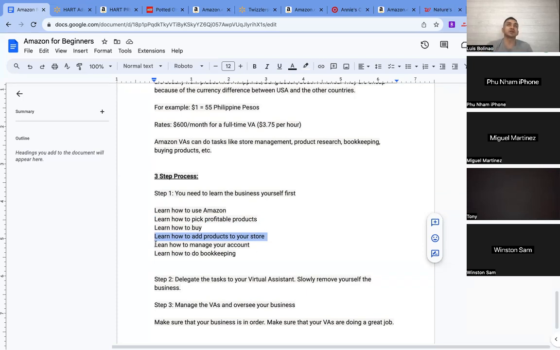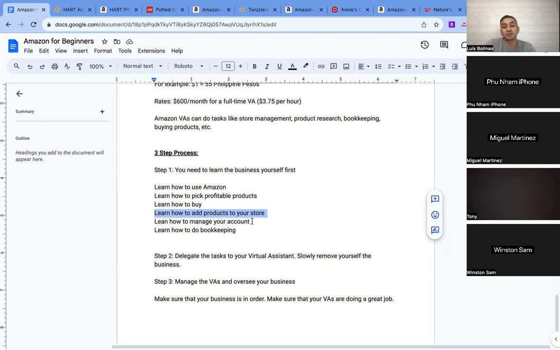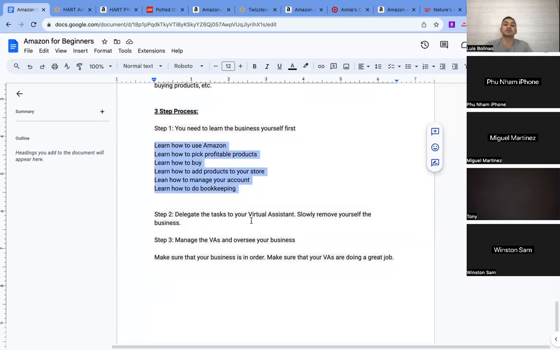And also once the store gets some traction, you need to learn how to manage it yourself first, meaning you need to understand where these products are going, and you need to have a system which works for yourself. And then eventually once you start making sales, you need to learn how to do some bookkeeping, right? So basic bookkeeping, like understanding numbers, how to do spreadsheets, how to calculate profits, some very basic stuff. And then once you learn how to do these things, you can delegate certain tasks to your virtual assistant.